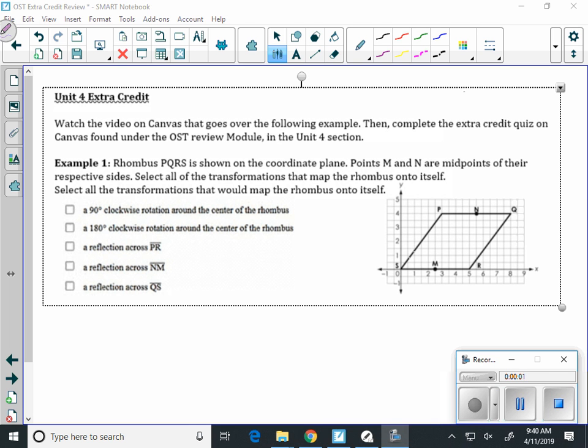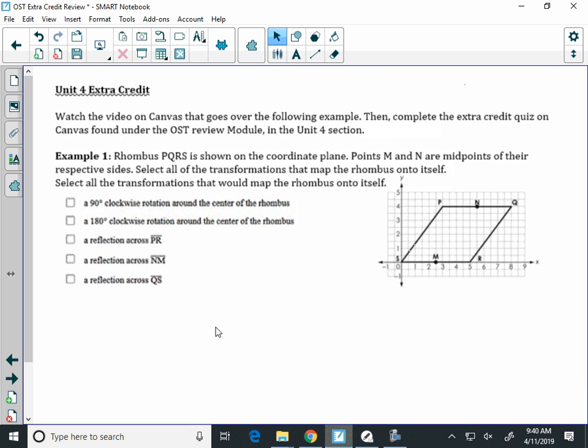So in the Unit 4 extra credit, this is going to be talking about symmetry. It's a topic that we talked about before, just making it an extra credit topic for this OST review. So take a look at example 1.